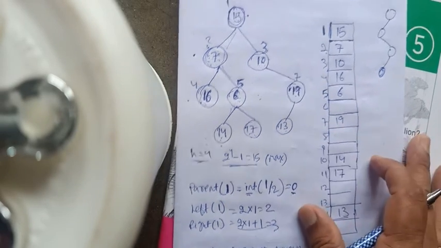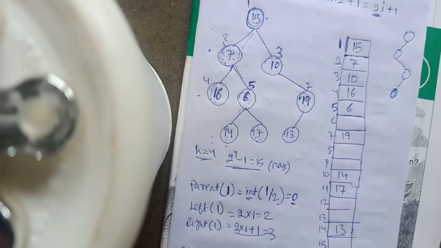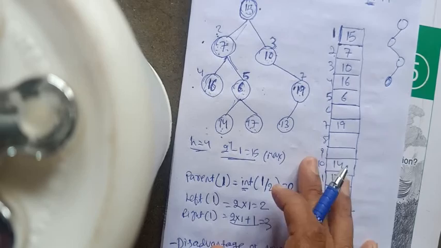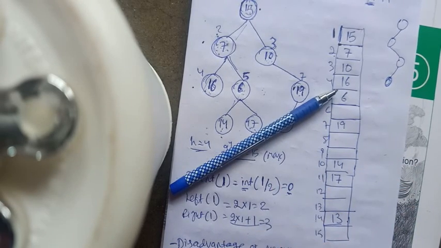Okay, so there will be a lot of wastage of memory cells. Okay, so this is why array representation of a binary tree is not very useful. It will be useful only when the tree is a full binary tree. In such a case, the storage space will not be wasted, but in all other cases, the storage space will be wasted. Okay, so this is the array representation of binary tree.